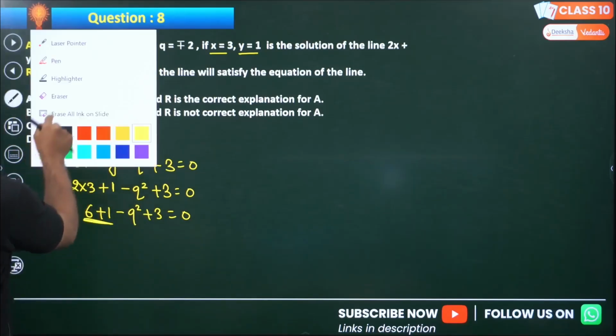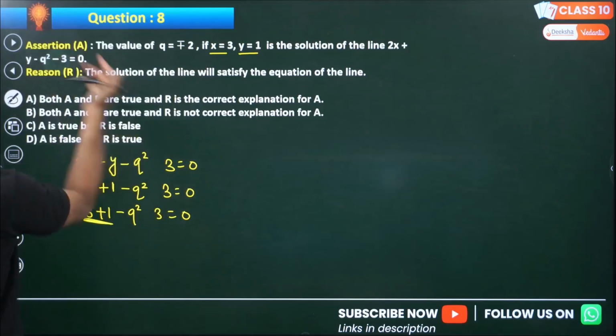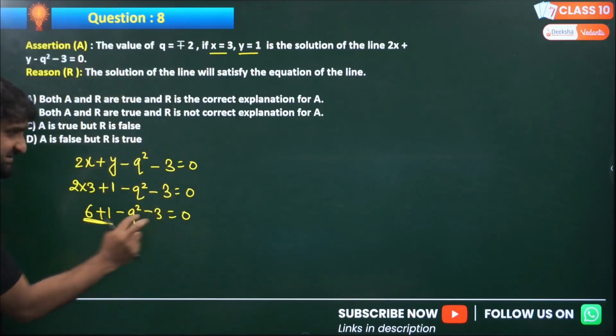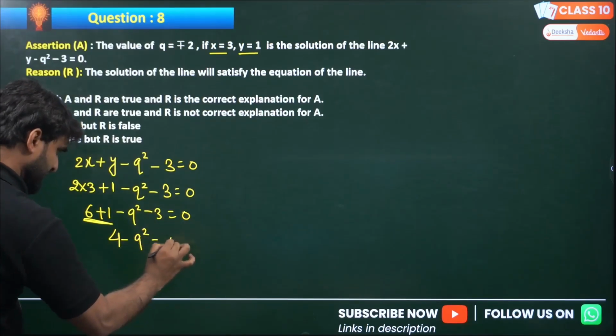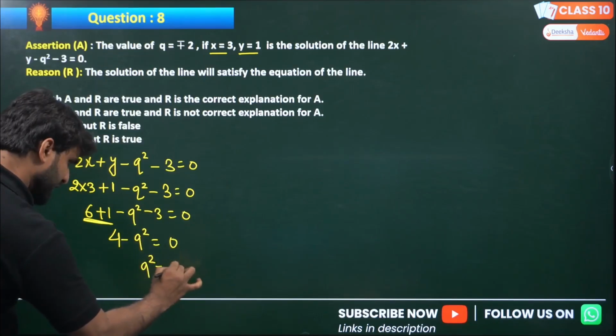I made a small mistake. This is minus 3. That's why I'm thinking q is equal to plus minus. How is it coming? So this is minus 3. Okay. So 6 plus 1 is 7, and 7 minus 3 is 4. So 4 minus q square is equal to 0. Minus q square will go there.